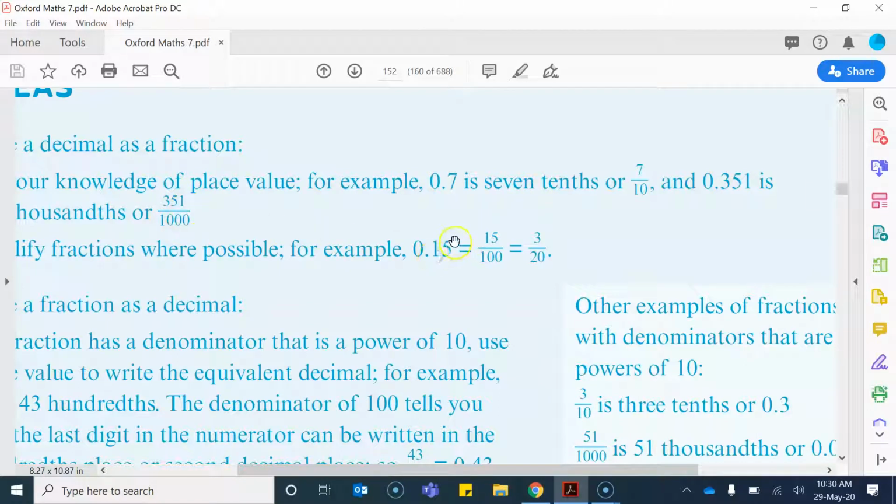Now they give another example. We have 0.15. Now the smallest value of place value is what? The 5 occupies that position, but what's the column that it's in? Hundredths. So you can see they've written 15 over 100, and now they've written 3 over 20. How did they go from 15 over 100 to 3 over 20? Yeah, they just simplified. They divided top and bottom by 5.